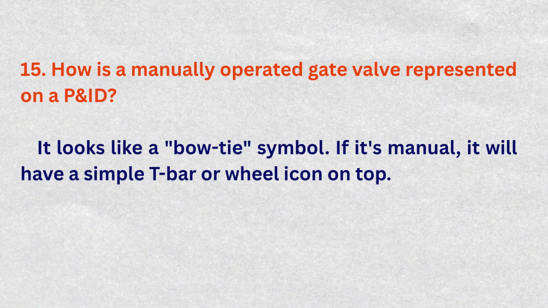How is a manually operated gate valve represented on a P&ID? It looks like a bow tie symbol. If it's manual, it will have a simple T-bar or wheel icon on top.